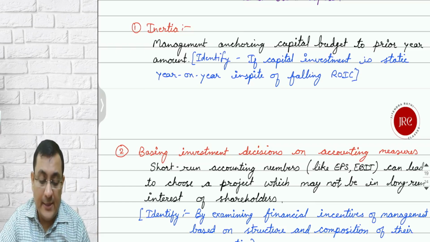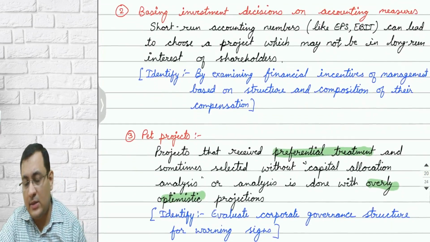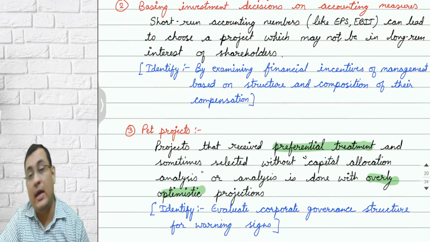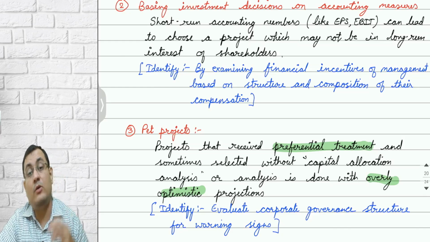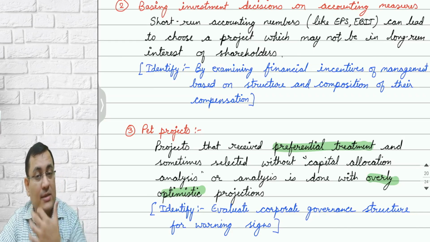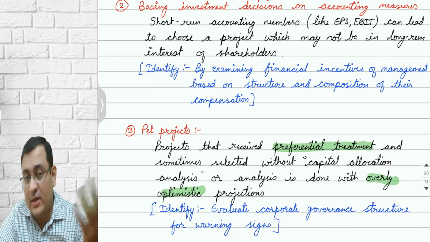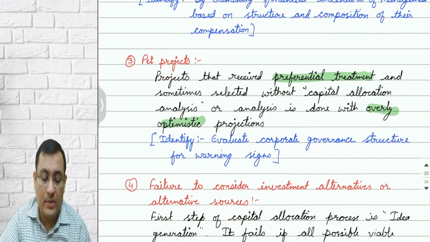Number two, basing investment decisions on accounting numbers. Again, we have already discussed it's not even the best practice, and this is going to create a conflict of interest also. Management will try to push EPS and MPS so that their preferential investment proposals are accepted, which may not be good in the long run for the company.